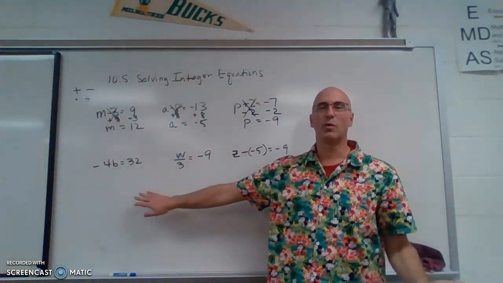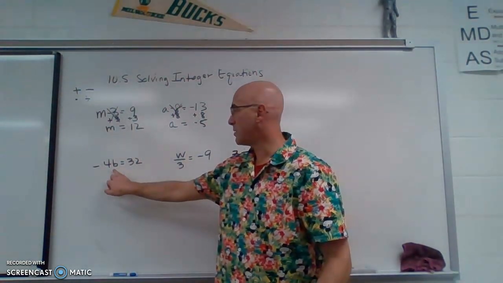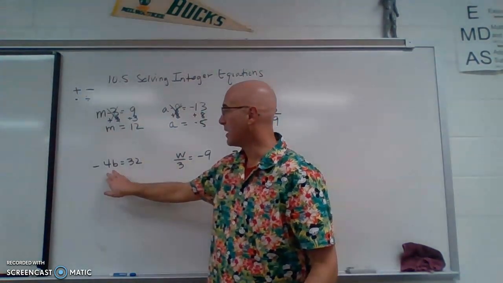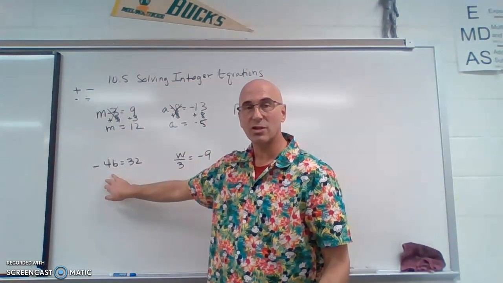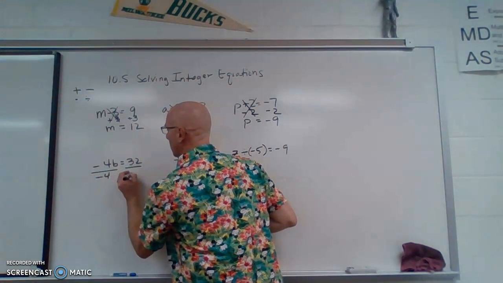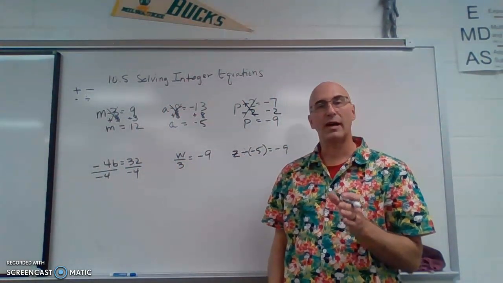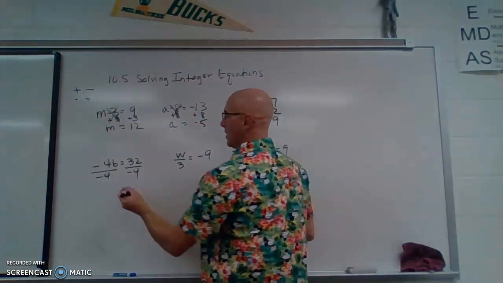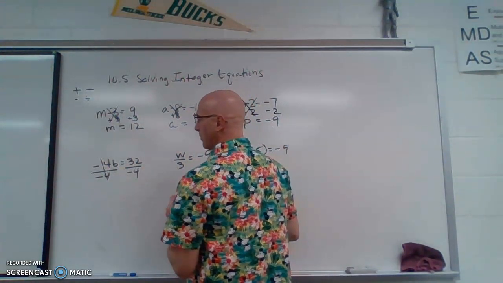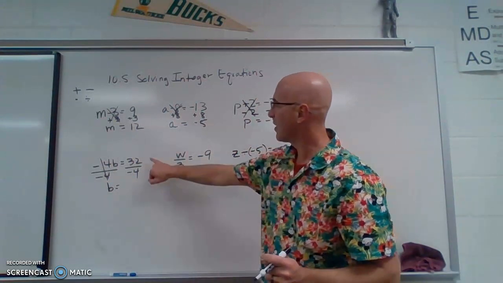Now let's do some with multiplication and division. Negative 4 times b equals 32. So negative 4 times b, the inverse of multiplication is division. So remember what we do. We divide both sides by the coefficient. So we divide both sides by negative 4. The negative 4 and the negative 4 drop off. That becomes 1. We are left with b on this side.